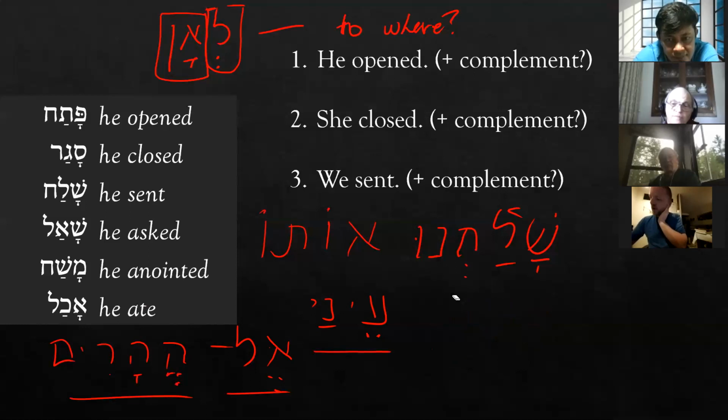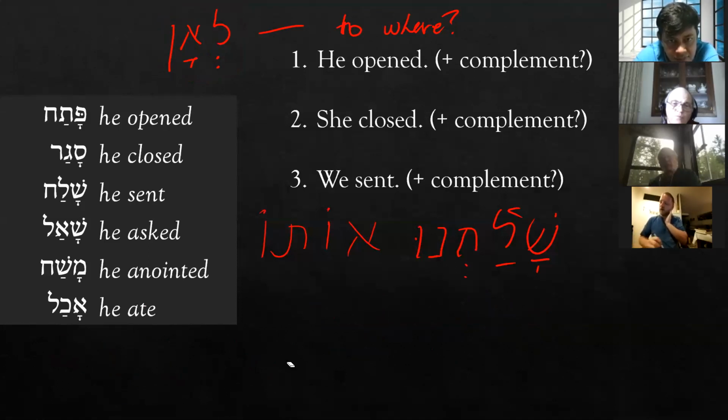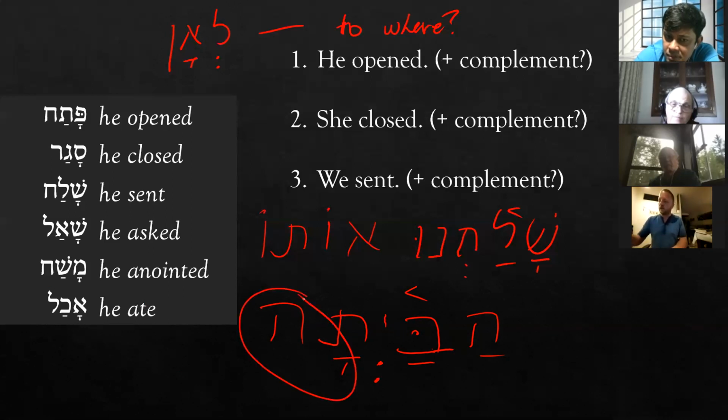Okay. Le'an shalachnu oto? To where? La'an shalachnu oto hapa'am. Hapa'am means this time. Shalachnu oto el bayit. Bayit is a special word. A lot of words have that locative hey on the end, and bayit is one of them. Habayit means the house. When we say to the house, we say habaita. We sent him home. Shalachnu oto habaita. The a is the to.